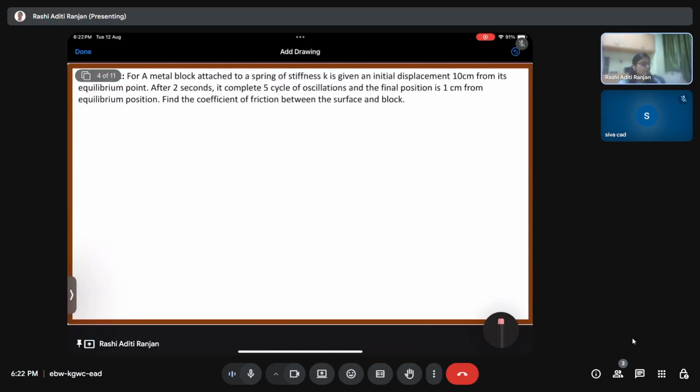Now coming on to question number 2, which says that a metal block attached to a spring of stiffness K is given an initial displacement of 10 centimeter from its equilibrium point. After 2 seconds, it completes 5 cycles of oscillation and the final position is 1 centimeter from the equilibrium position. Find the coefficient of friction between the surface and the block. In the previous question, we just had to find out the damping force, so we were not concerned about the coefficient of friction or the normal force. But in this question, it is specifically asked that we have to find the coefficient of friction, right? So how are we going to deal with this?